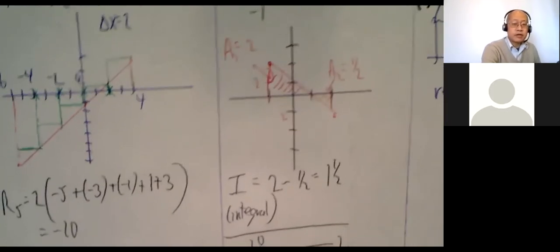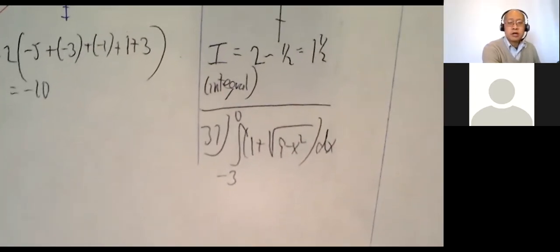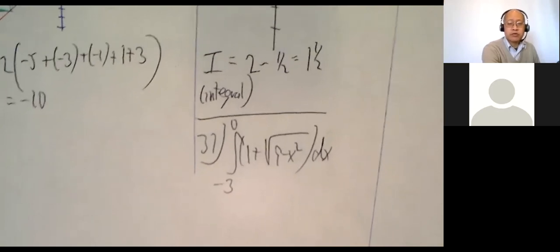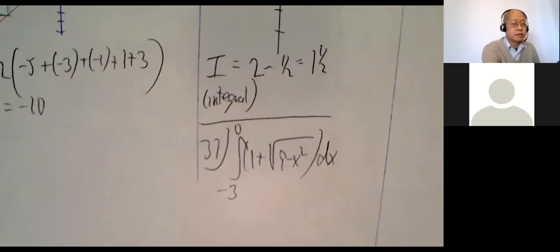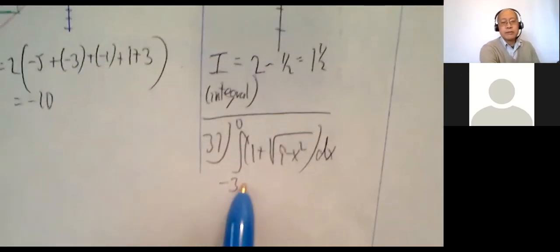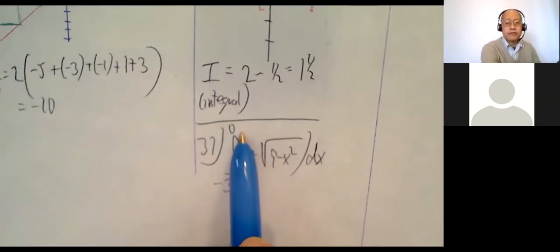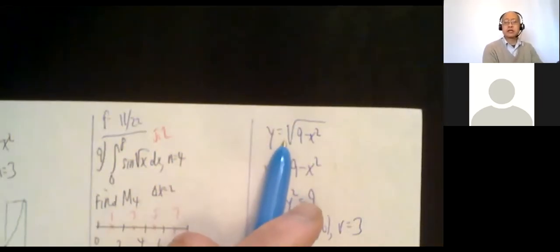Okay, 37. Integral from -3 to 0 of 1 plus radical 9 minus x squared dx. So first you have to think about the graph of this. Let me consider square root of 9 minus x squared. So I'm taking a quick time out. Just look at y equals radical 9 minus x squared.